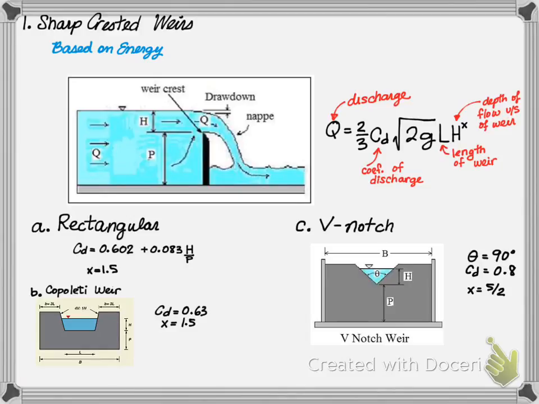For a V-notch weir, theta becomes a very important aspect. When theta, the angle of the V, is 90 degrees, then the coefficient of discharge is 0.8, and the value of x is 5/2. For a 60-degree V-notch, CD is equal to 0.46, and x is equal to 5/2.